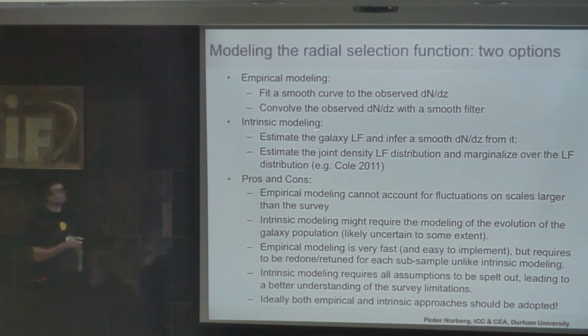Let's look at the intrinsic modeling. The intrinsic modeling actually requires you to understand more the galaxy properties of your survey. So that can be interesting if you're doing a galaxy formation survey. And there you can actually estimate the galaxy luminosity function and infer from the luminosity function the smooth n of z from it. If you do a good job, they should match up. If you do a bad job, you know that something is wrong. Either you have systematics not accounted for, or you have assumptions not properly implemented, or there are systematics you don't understand. Or you can estimate the joint density luminosity function distribution, marginalize over luminosity function.